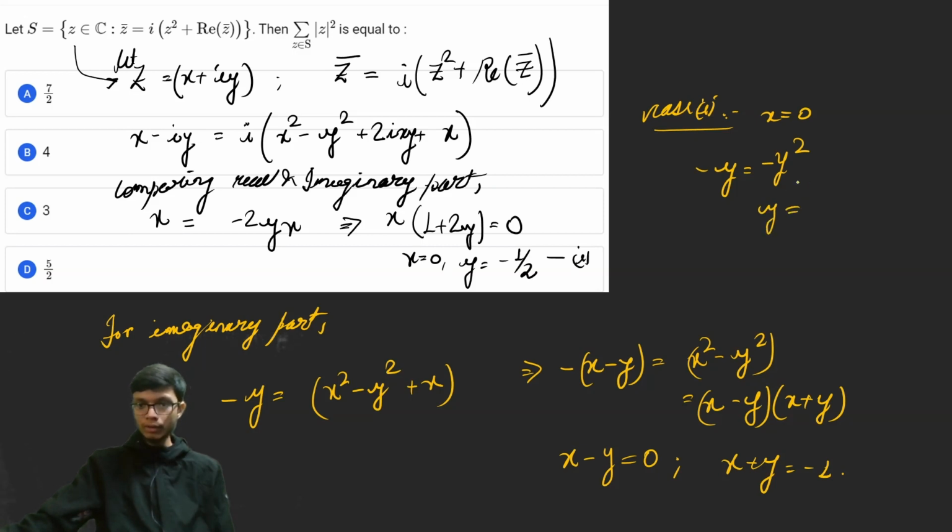So from here two values of y are possible, that is 1 and 0. Since it's a quadratic equation, it will have two values, 1 and 0. So if x is equal to 0, then y is equal to 1 or 0. That means the possible values of z are 0 and iota. Okay, so these are the possible complex numbers which belong to the set when x is equal to 0.